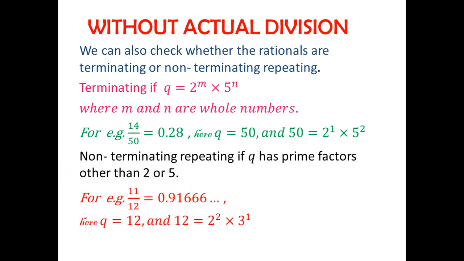For example, 11 by 12. This is equal to 0.916666, where 6 goes on repeating. Here q equal to 12. Denominator is equal to 12. 12 can be written as 2 into 2 into 3. Here 3 comes. So it's non-terminating repeating. I think it is clear to you.